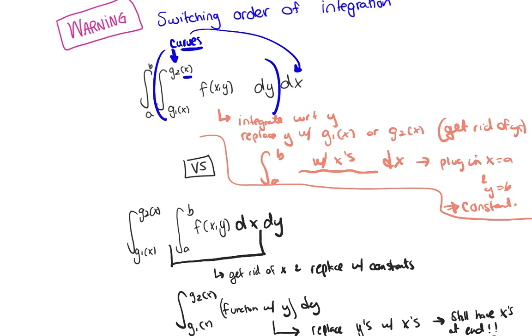So I can't just switch the order of integrations. I can't have x's in the bounds after I've already integrated with respect to x. I can only have those before I integrate with respect to x. So that's something helpful to keep in mind as we're going through these examples.